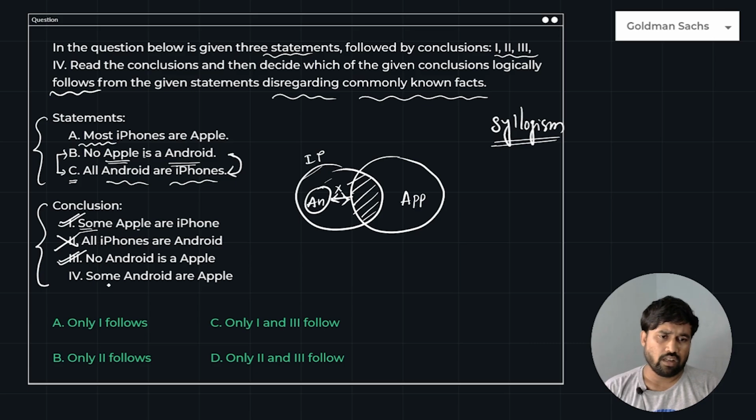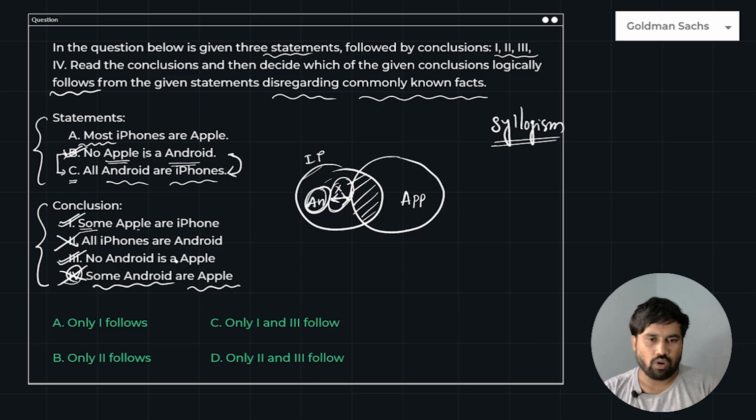Just look into the last one. Some Android are Apple. What is the relation between Android and Apple? This is the Android and this is the Apple, and it is given directly that there is no common element between them. Why? Because they said no in the second statement. But he is saying in the conclusion that there is some relation. It is obviously wrong. So conclusion 1 and conclusion 3 are perfectly correct when you compare with the original statements. So only 1 and 3 follow. So option C is correct.